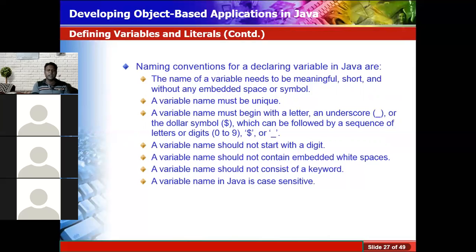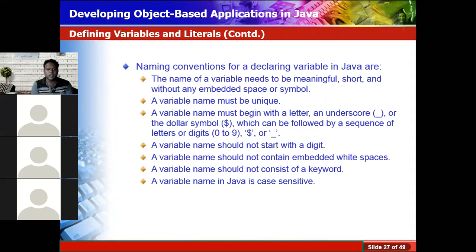A variable name must begin with a letter or underscore. If you require a symbol, don't give any additional symbol like star, and don't give any bracket. You can start the variable name with a symbol that is an underscore or dollar symbol. A variable name should not start with a digit. Variable name should not start with a digit.